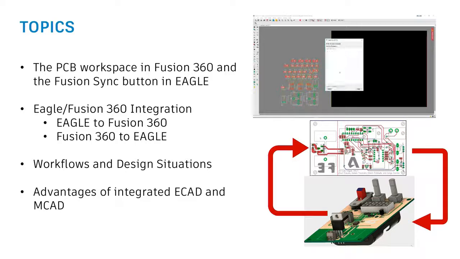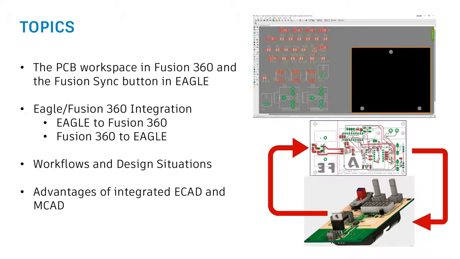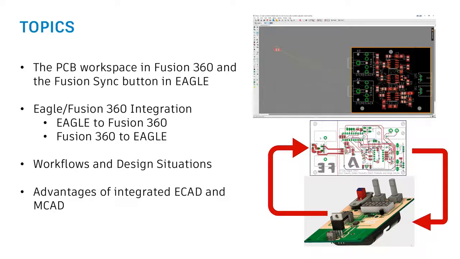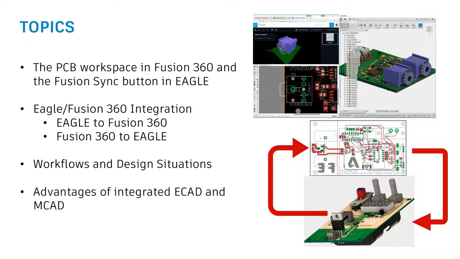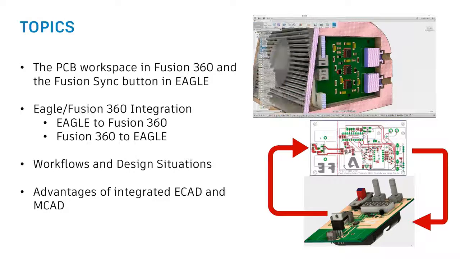So we're going to walk through a bunch of different things in this presentation. We're going to start off slow. The PCB workspace in Fusion and the Fusion sync button are the tools that we use with this integration. We're then going to jump in and show the two main workflows. We can either go Eagle to Fusion or Fusion to Eagle. We're going to discuss when we should use those workflows based on our design intent and the situation we're in. And we're going to wrap up with some of the advantages of this integration and some of the things we like about it.